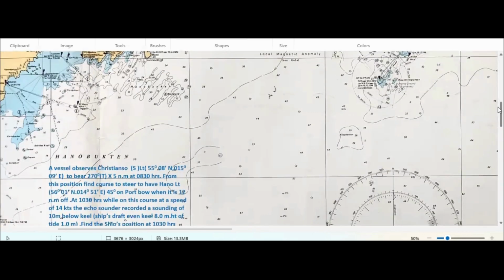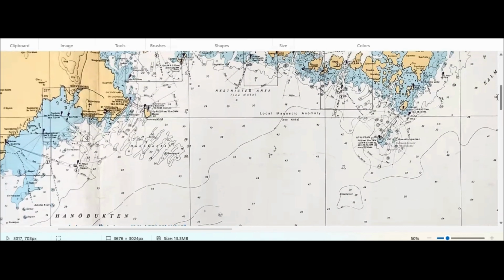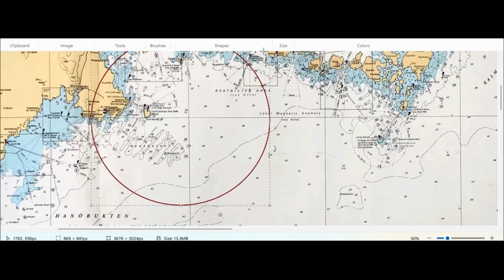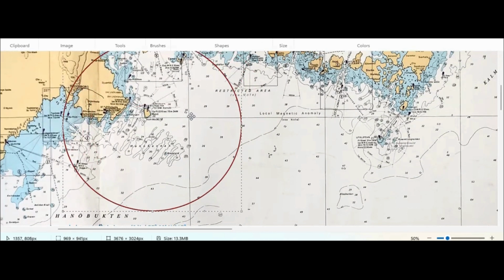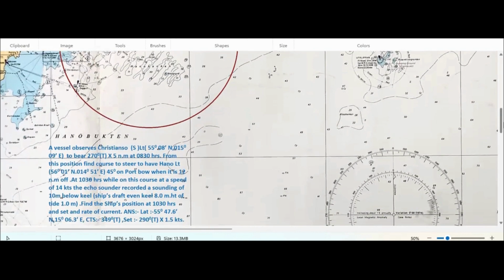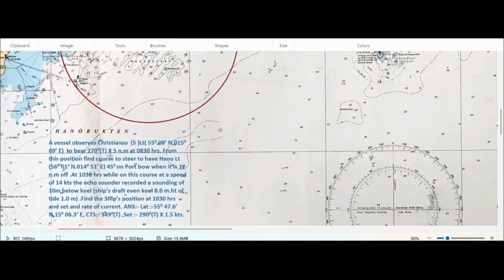Hano light is 12 miles off. Hano is on top of the small light. We have done one problem earlier, sea bearing, and I draw a 12 mile circle with respect to Hano. In the question, first was the bearing and distance, we have plotted, finished. This part is finished. Next, from this position, to have the 45 degrees.